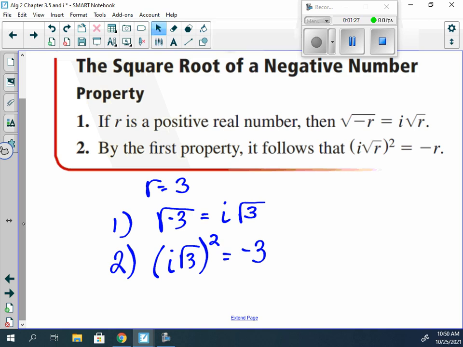The square root of a negative number is going to be i times the square root of whatever that number is. And if we square it, we get back to that negative number.